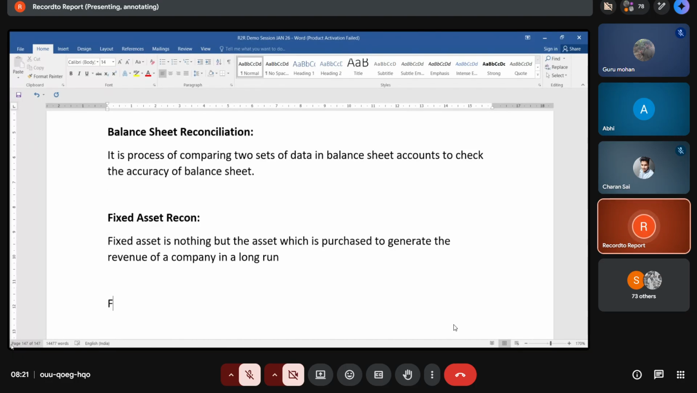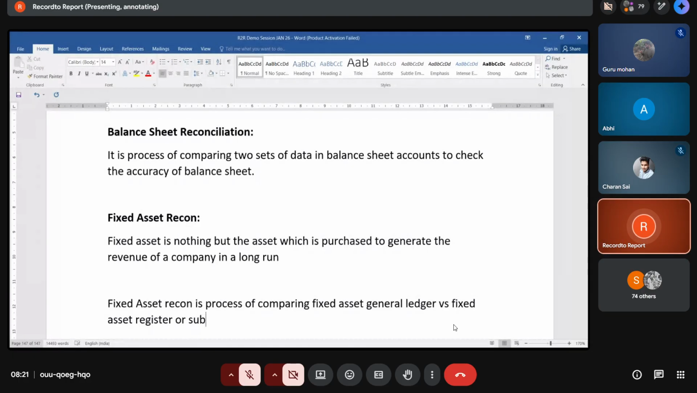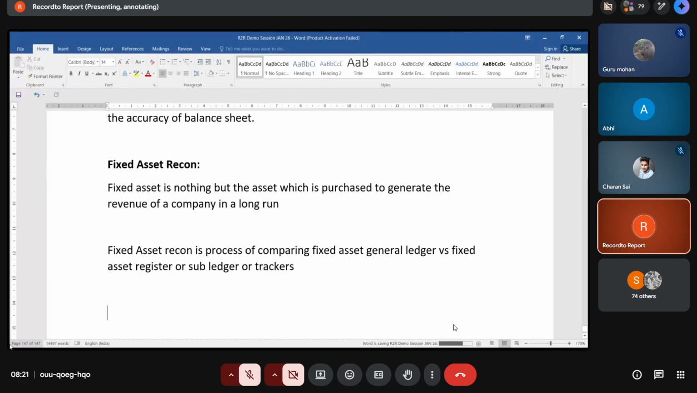So fixed asset reconciliation is a process of comparing the fixed assets general ledger versus the fixed asset registers, subledgers, or trackers. As I told you, for every company in the back end, what is the important thing they will maintain? So for fixed assets, what is the important thing they will maintain in the back end?